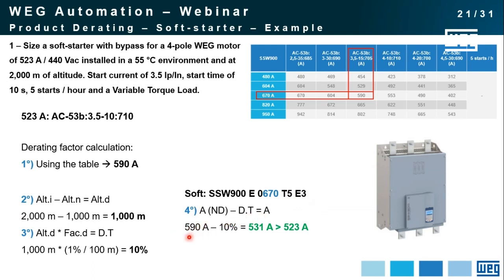So finally, the 670 amp soft starter at sea level can deliver in this application, in this condition, 590 amps minus 10% for the altitude, meaning that the current that's delivered by this soft starter is 531, which is more than 523, the current of the motor. So yes, you can use it.